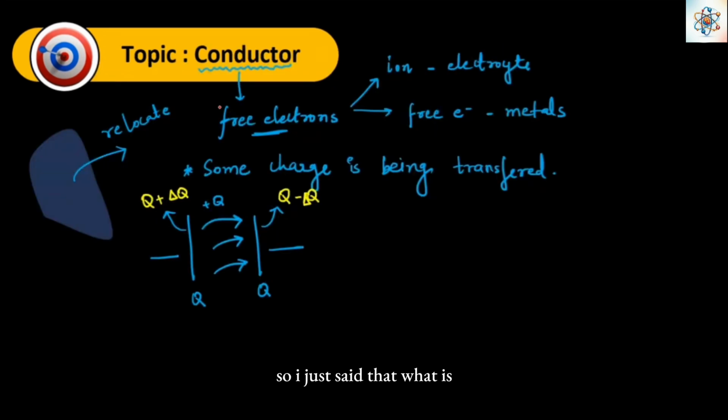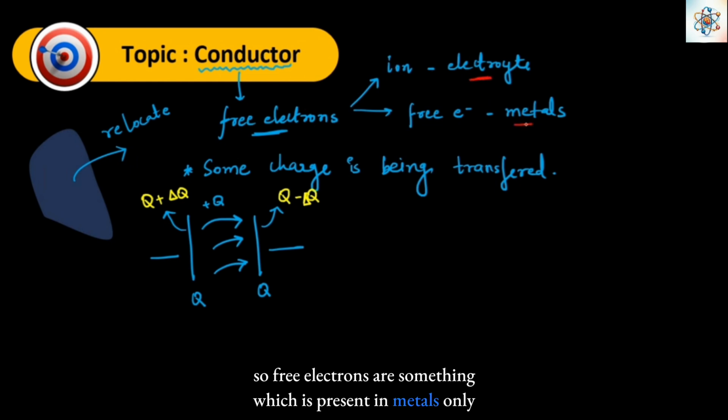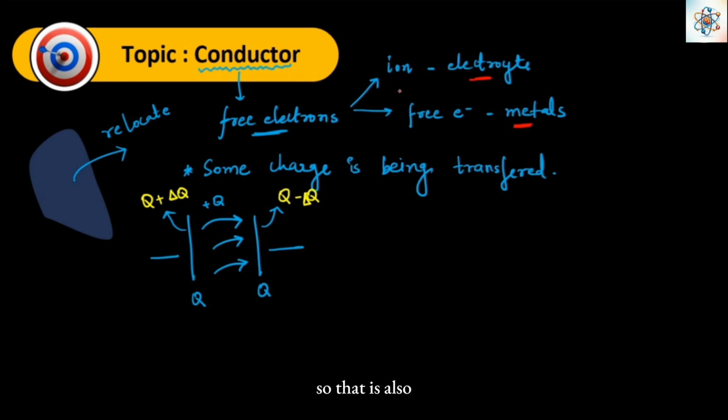So I just said that conductors are basically those things which have free electrons, and those free electrons can transfer themselves so that they can conduct electricity, or charge to be precise. Free electrons are present in metals only, but in electrolytes there are ions which make electrolytes conductors in nature. So that is also something you should know about.